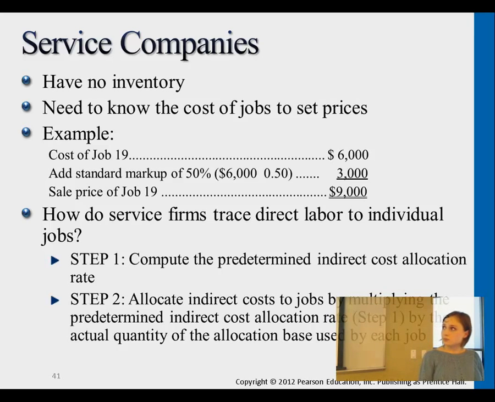Cost allocation. As step one, we compute the predetermined indirect cost allocation rate. As step two, we allocate indirect cost to a job by multiplying that rate by the actual quantity of the allocation base used by each job. For the law firm, it's important to have the cost of job 19. I need to know this number. Then I'll add the standard markup, whatever is my fee, and that's going to be my sale price.